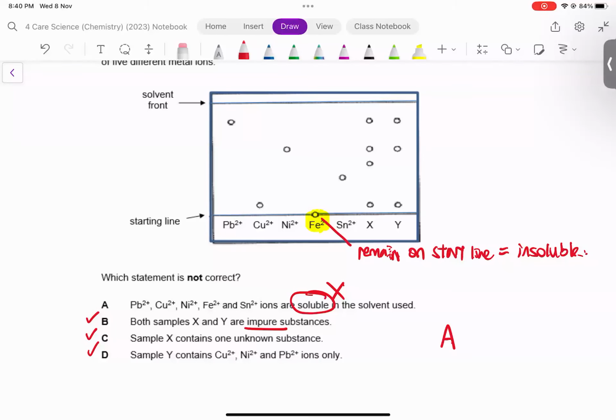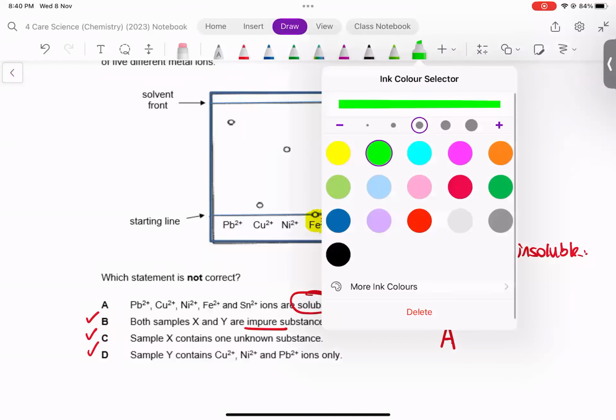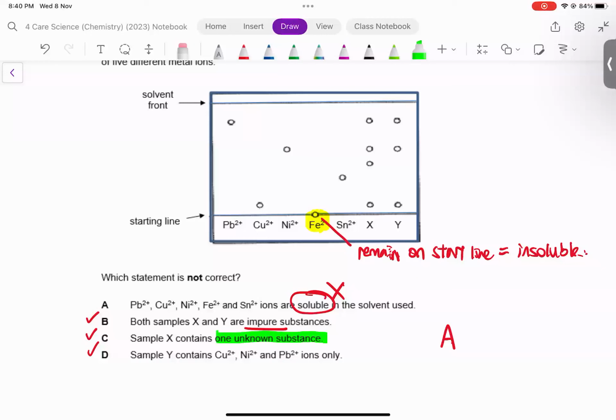Next, sample X contains one unknown substance. So what is this unknown? Well, this unknown substance is the spot that I've highlighted in green. This spot highlighted in green does not have the same height as any of the metal ions. Therefore, it's an unknown substance. And finally, Y does contain copper, nickel, and lead ions. It has the spots corresponding to the heights of these 3 ions. So for question 2, the answer is A.